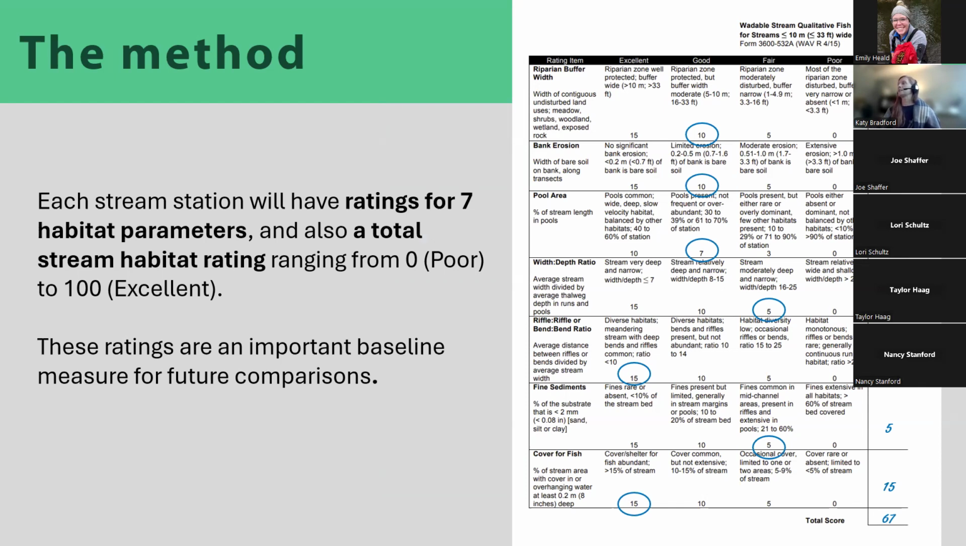Then biologists can look at this and say, oh, the total score is good, this is a good stream habitat, but maybe this length of stream doesn't rate as well in fine sediments. So there's a lot of fine sediments in the stream, but it's doing really well in terms of providing cover for fish. Streams are diverse and they provide different habitat features for fish and macroinvertebrates. And this is great for baseline comparisons as well. You can do this every few years and over time you'll see if the stream is pretty consistent in its habitat quality or if it's changing.